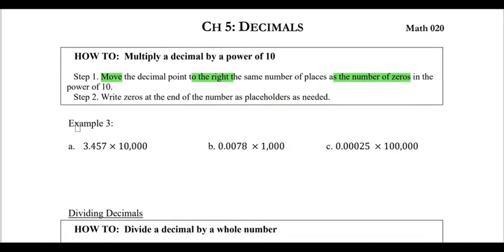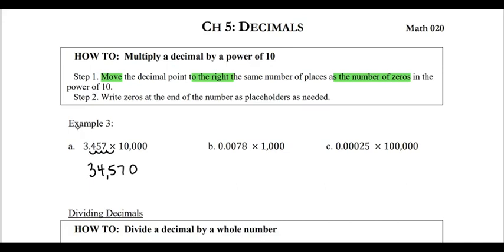All right, so we have 3.457. I am multiplying by 10,000. 10,000 has 4 zeros, so I'm going to take my decimal point and move it 4 times: 1, 2, 3, and 4. I did not have a 4th number, so I'm going to fill the empty space with a 0. So I have 3, 4, 5, 7, 0, and now I can place my decimal point, which is not necessary because it's a whole number now. So it is 34,570.